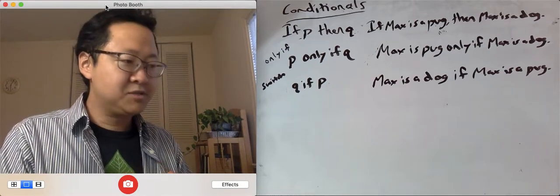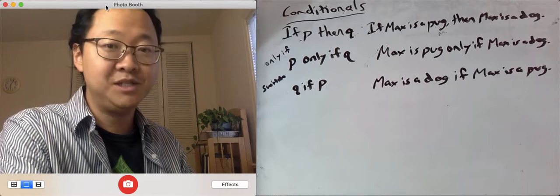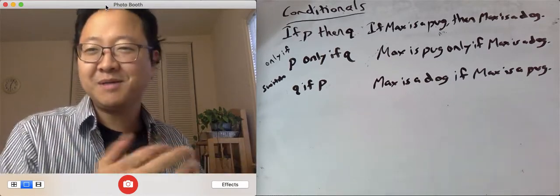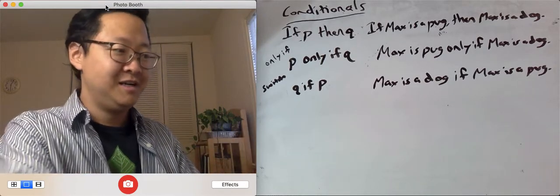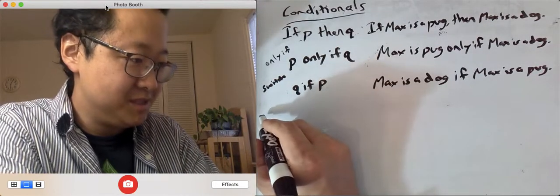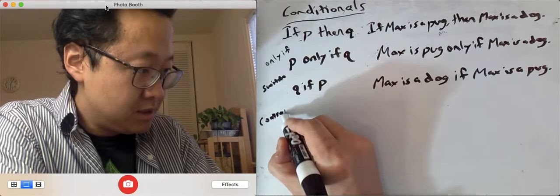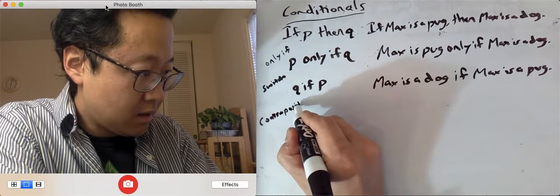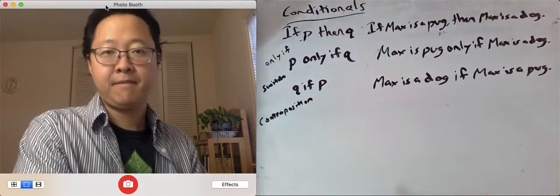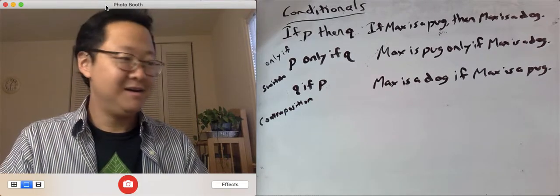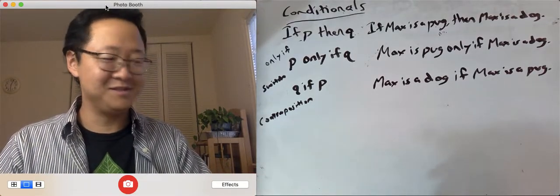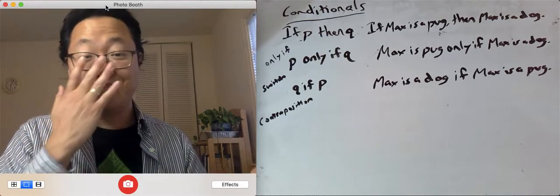All right, the next one we're going to learn is contraposition. That's what it's called in the book. Sometimes it's called a contrapositive, but I'll just call it contraposition here. Contraposition. Okay, contraposition. Kind of a long word, so it fills up a lot. Anyway, contraposition, what is it?